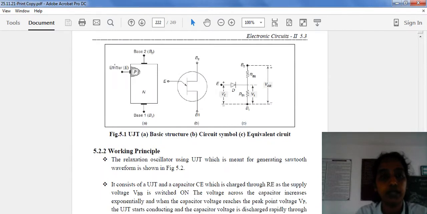Here it has the terminals emitter, base 1 and base 2. And you have only one PN junction, and this is the symbol of UJT, and this is the equivalent circuit of UJT.